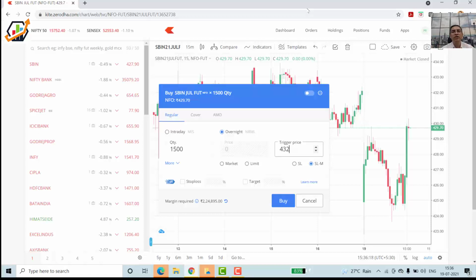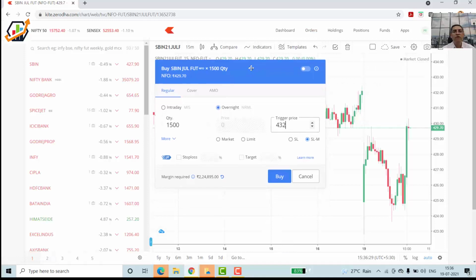So what you have to do is go to the orders section and modify the stop loss order if you have put a stop loss order. So this is an important thing. Please remember to modify the order if you have already put a stop loss order, and then only you can exit. So this was all about taking the futures trade in Zerodha.